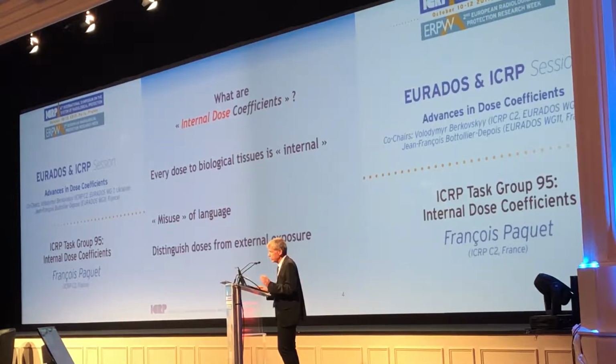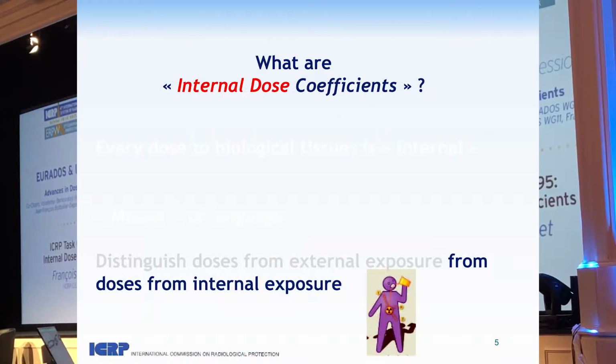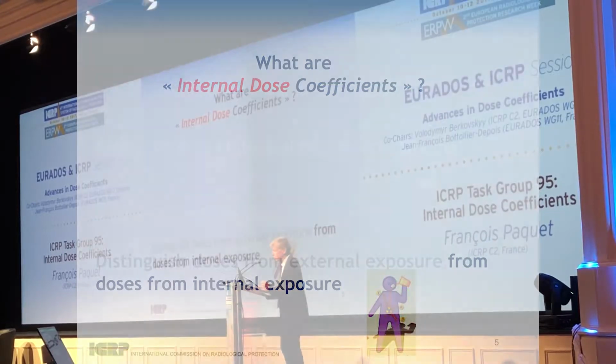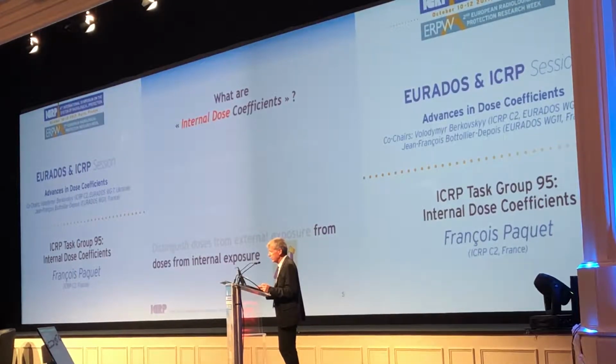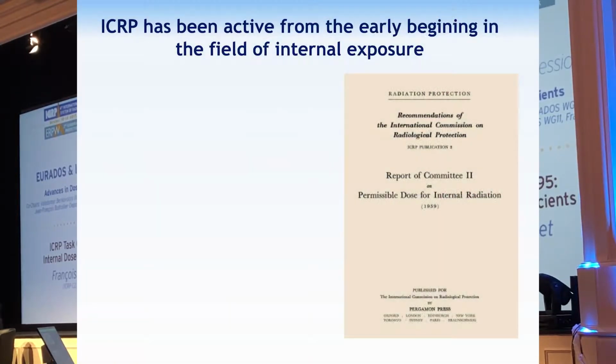But what we wanted to do, when we use internal dose coefficient, was to distinguish between dose coming from external exposure, where the source is outside the body, and dose from internal exposure, where the sources are either inhaled or ingested in the body. So when we are talking about internal dose coefficient, we're talking about internal dosimetry, dose after intake by inhalation or by ingestion.